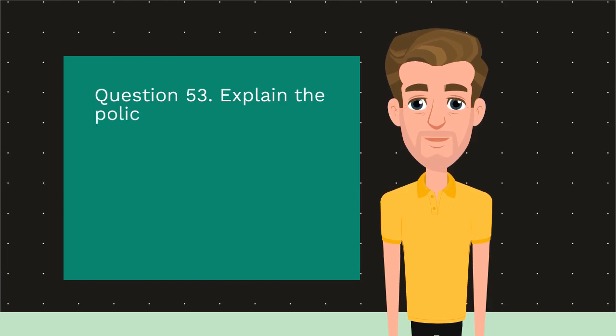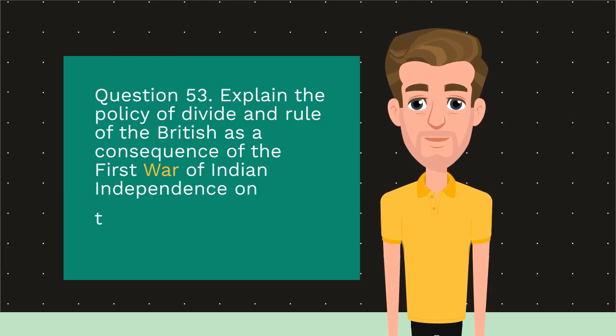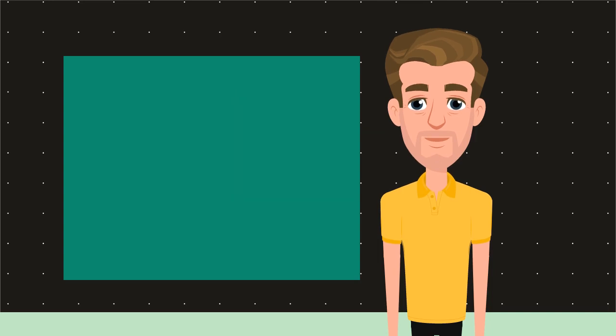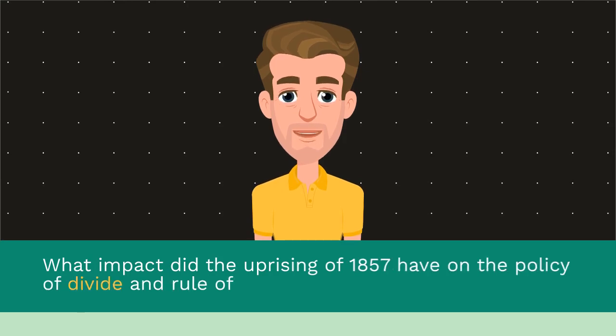Question 53. Explain the policy of divide and rule of the British as a consequence of the First War of Indian Independence on the East India Company. Or, 2 marks. What impact did the uprising of 1857 have on the policy of divide and rule of the British? 2 marks.